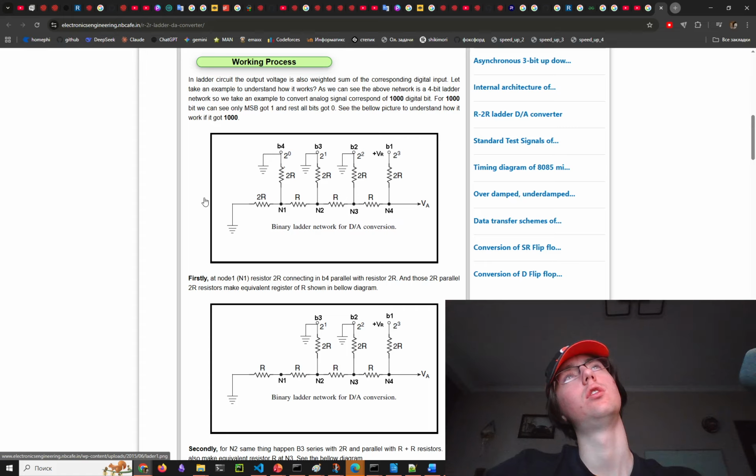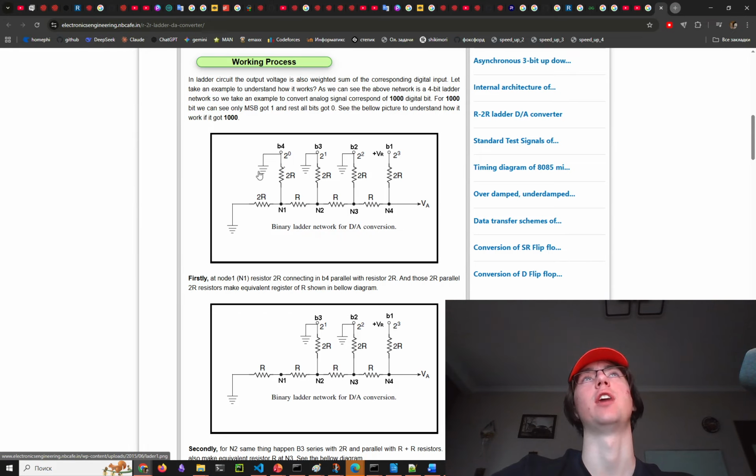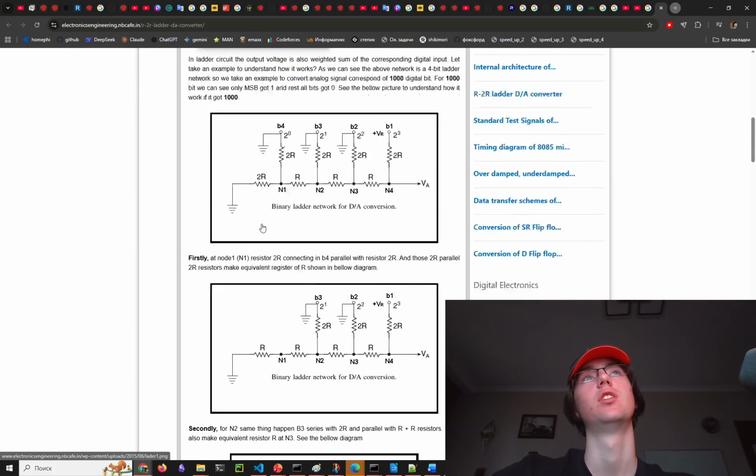So, as I can see, the most significant bit got some voltage, and the other ones are just connected to the ground, which is basically logical because they're 0.